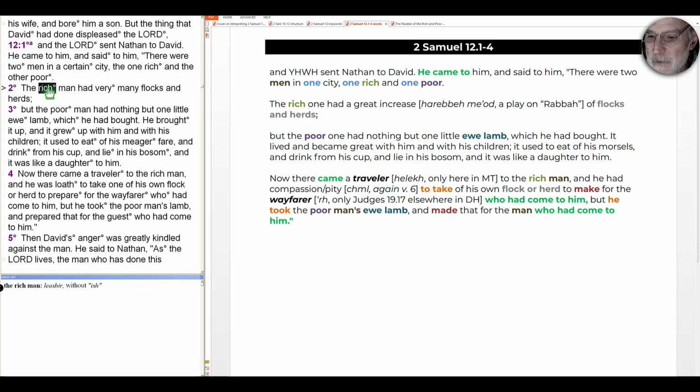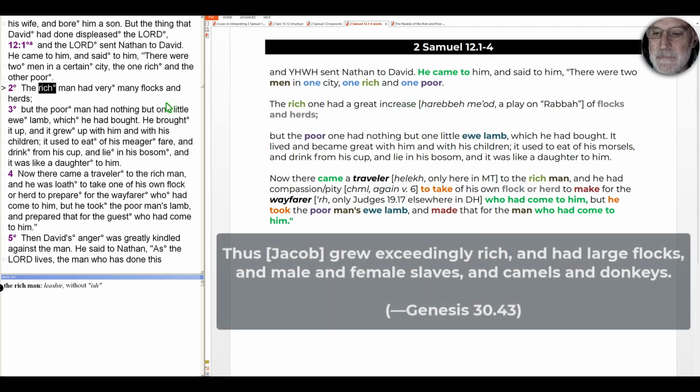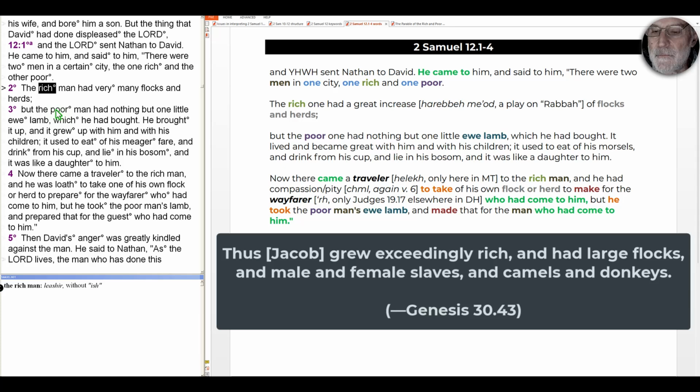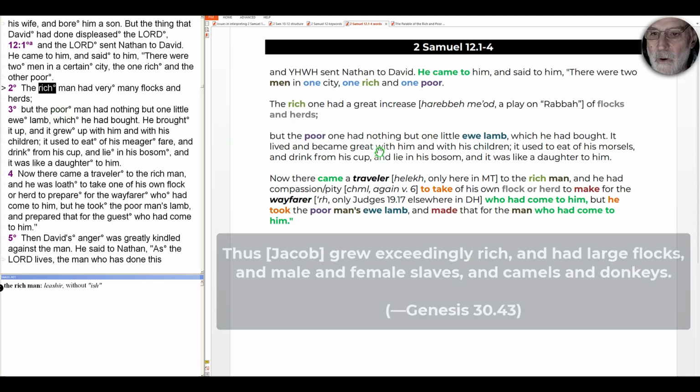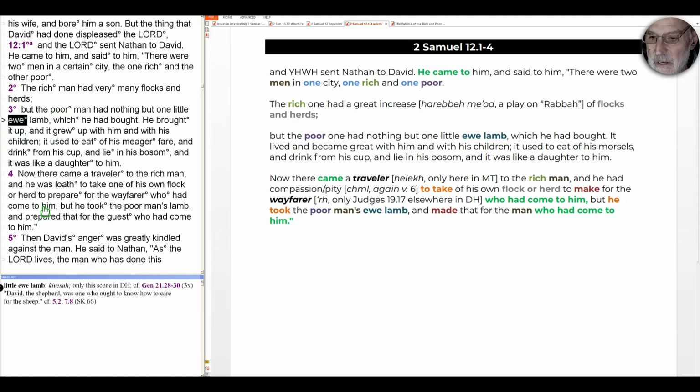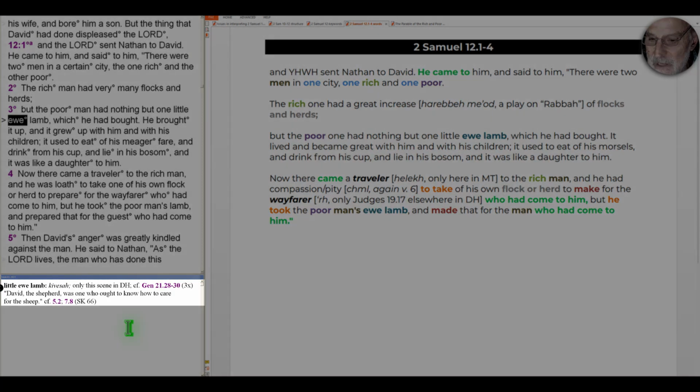So the rich man, literally the rich one here, had a great increase. It's not just that he had large flocks, he had a great increase, which perhaps echoes Jacob and his flocks increasing when he was with Laban in Genesis. But the poor man had nothing but one little ewe lamb. The word for ewe lamb is kevasah here. It's only in this scene in Deuteronomistic History.